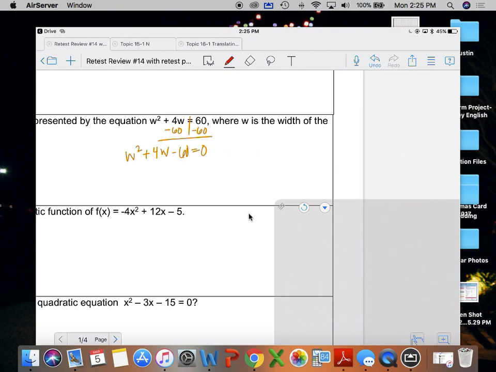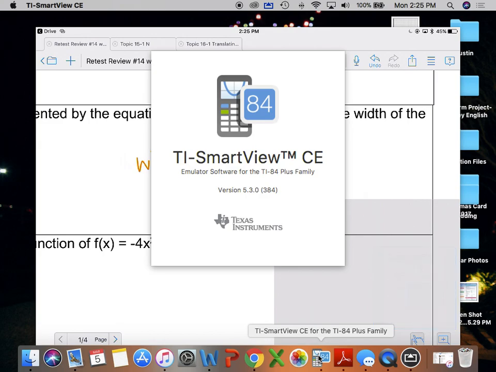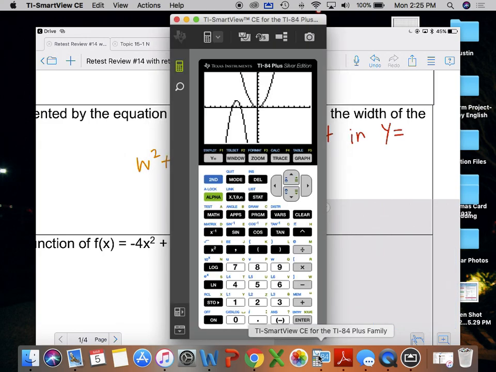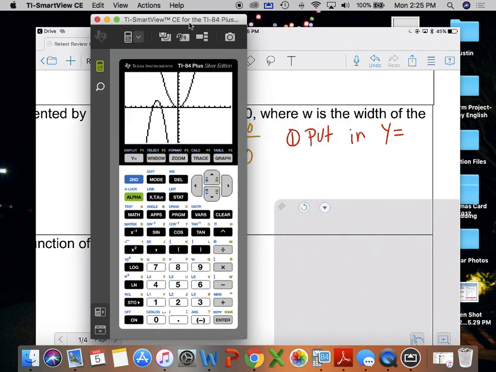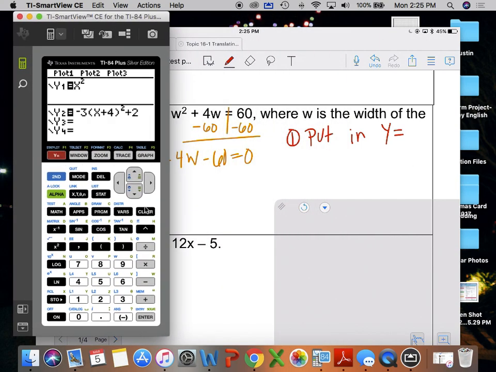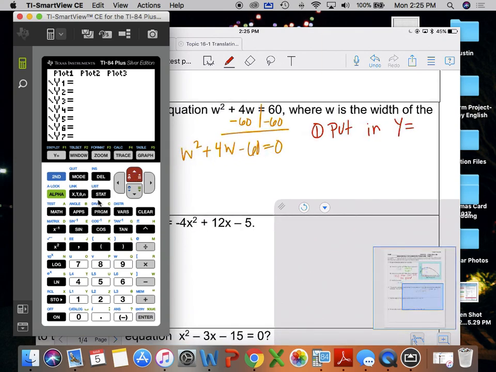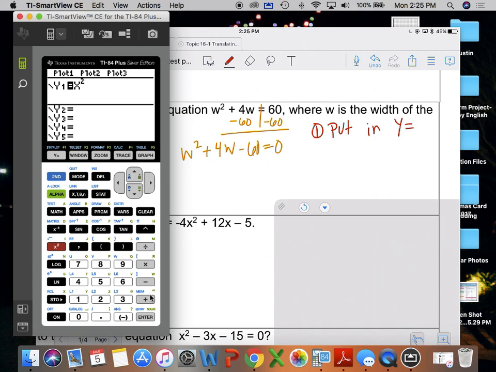Now I'm going to open up my calculator. It takes a hot minute, so while I'm doing that, I'm going to write out my steps. The first thing I'm going to do is put this in y equals. So I have x squared plus 4x minus 60. And then I'm going to hit graph. If you want to, you can zoom out, zoom 3. Right now we're at zoom 6, which is your basic.